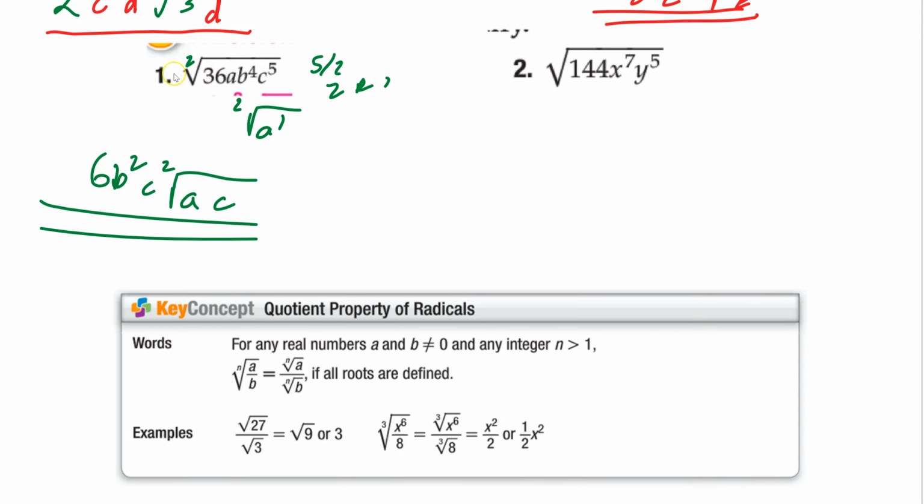Right, so again, let's go over that one again. Square root of 36 is 6. a has a power of 1. 1 can't divide by 2, so that just stays inside. 4 divided by 2 is 2, so it goes on the outside. And then 5 divided by 2 is 2 remainder 1. So 2 on the outside, 1 on the inside. Over here, let's break it up just so we can see a little better.